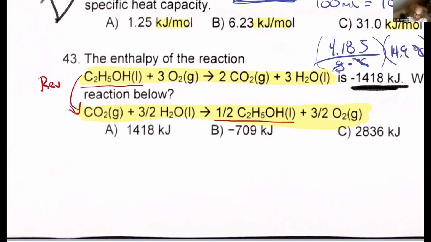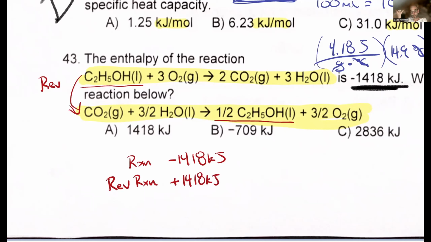But if the original reaction is negative 1418 kilojoules, what do you think the energy change is going to be if I reverse the reaction? So if I switch it, well, the reverse reaction is just going to be a positive 1418 kilojoules. So whenever you reverse the direction of the reaction, the energy is going to switch signs.